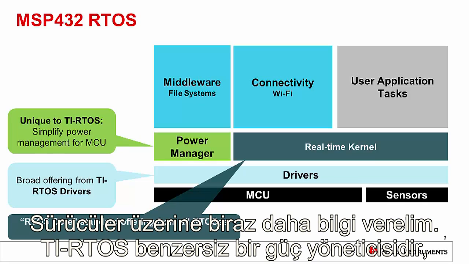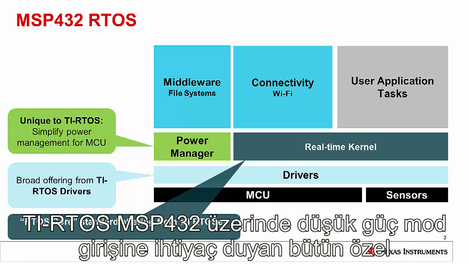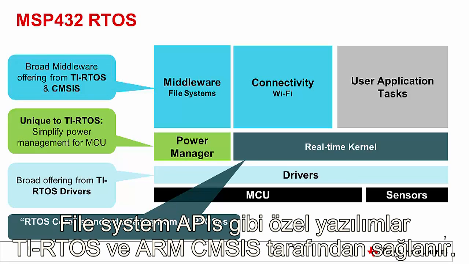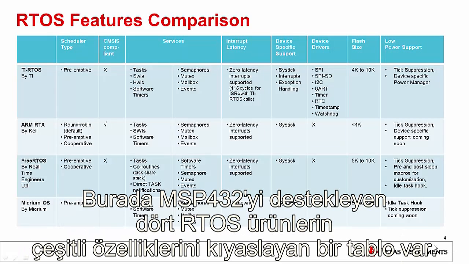Unique to TI-RTOS is also the power manager, which greatly simplifies power configuration by abstracting all device-specific code needed to enter low power modes on the MSP432. Middleware offerings from TI-RTOS and CMSIS include file system APIs. Here is a table comparing the various features of the four RTOS products that support MSP432.